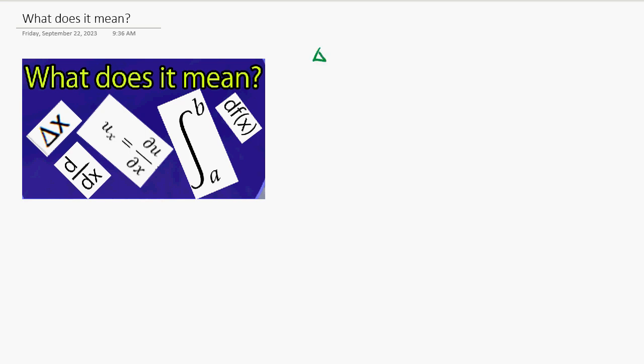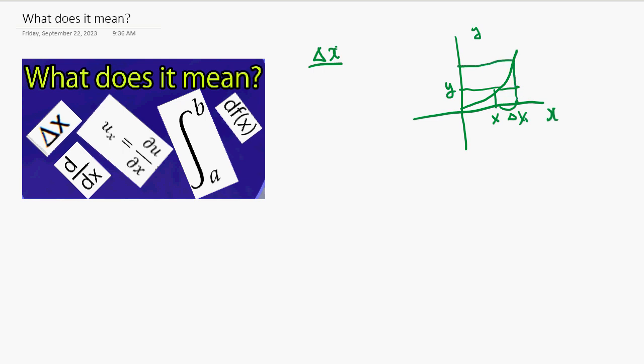First of all, delta x. Delta x is some increment, right? So you have x and y, a function like that, you take x and increment delta x. Okay, so it's going to be y, and this increment is going to be delta y. That's easy, right? It's a Greek letter delta. That's an increment.